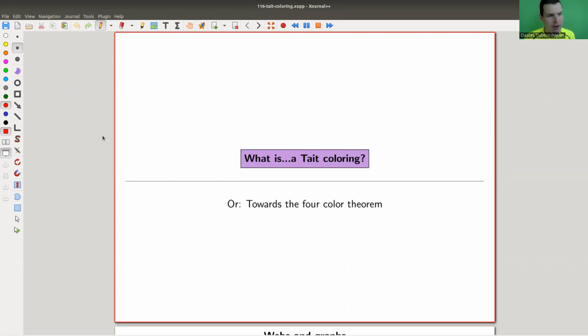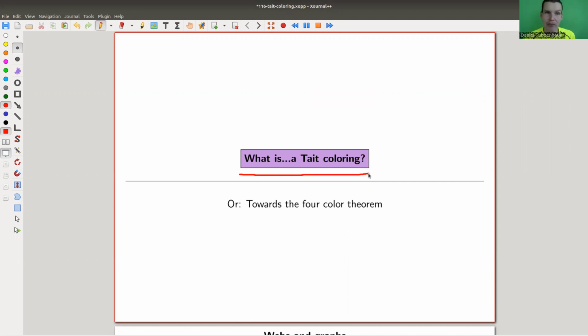Today something new. I would like to make two videos on the same topic, and this is the first one. So it's not quite a trilogy, it's just two of them, but anyway. There's something really cool I would like to talk about, which is called the Tait coloring. In the first video, I only explain what a Tait coloring is and state the main result about Tait colorings. Well, it is nice, it's some combinatorics, but it looks a little bit like, why should we care?